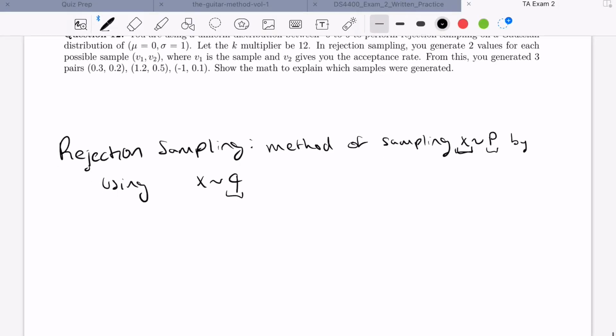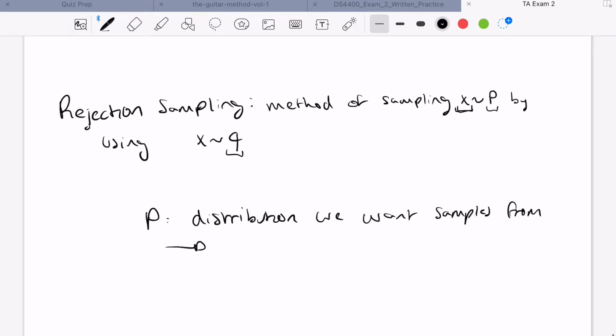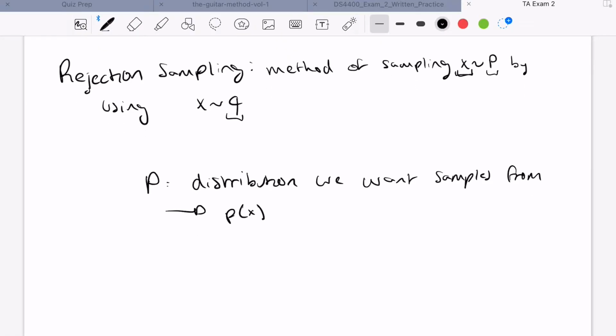And in class, we learned that rejection sampling requires three main inputs. The first is P, where this is the distribution we want samples from. And more specifically, we actually need the P of X. So this is the PDF function for distribution P.